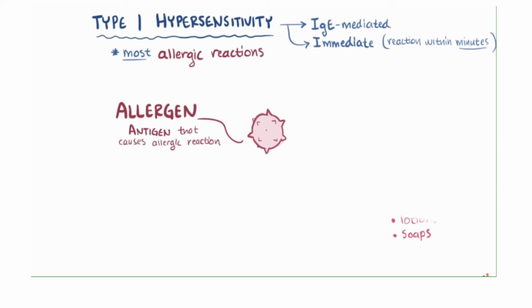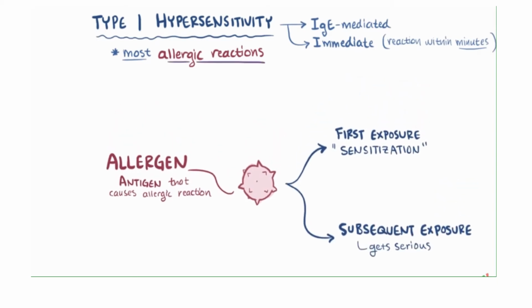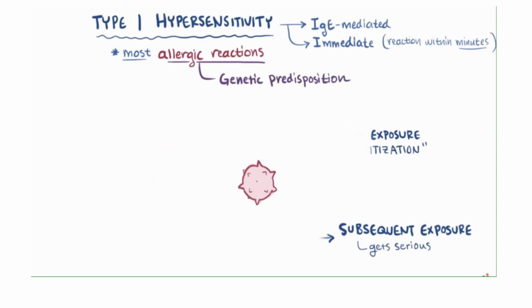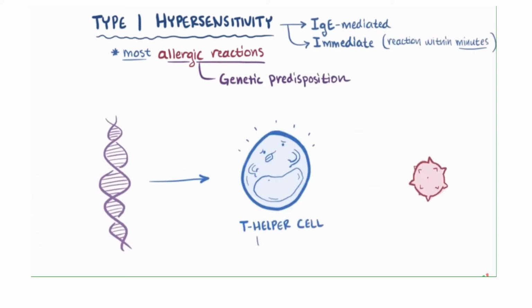An allergic reaction happens in 2 steps: a first exposure or sensitization, and then a subsequent exposure, which is when it gets a lot more serious. People that react to these allergens usually have a genetic predisposition to having overreactions to unknown molecules or allergens. And this means that these people have certain genes that cause their T helper cells to be more hypersensitive to certain antigens. Since the production of these T helper cells is genetically linked, allergies to things tend to run in families.